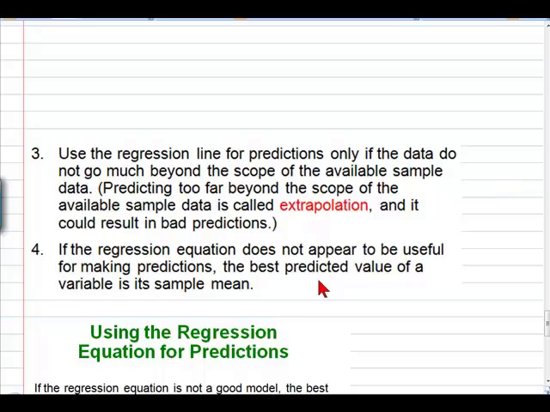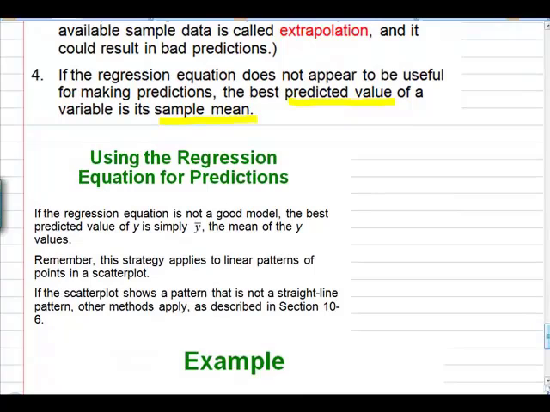If the regression equation does not appear to be useful for making predictions, the best predicted value then will be the sample mean. Don't plug in a number for x and solve for y in the linear regression equation to approximate y. Use y bar, the average value of the y's. So if the regression equation is not a good model, the best predictive value is y bar, the mean of the y values. This strategy applies only to linear patterns on points of scatter plots.